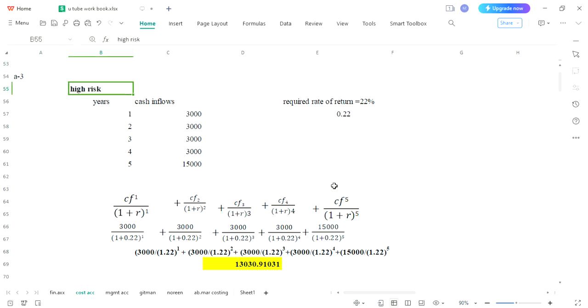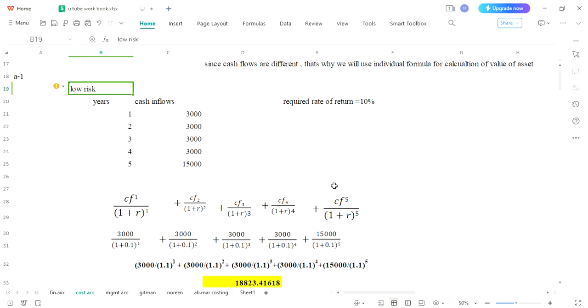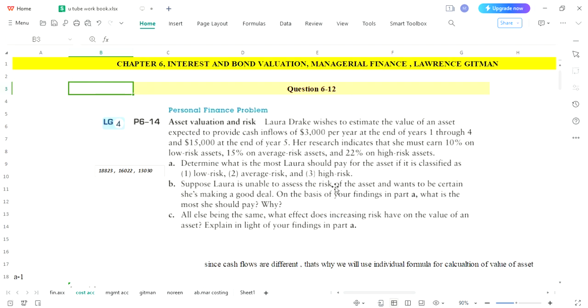Now we will be proceeding to our B part. Suppose Laura is unable to assess the risk of the asset. That means in part A we have calculated the value of that asset, and here it is said she is unable to assess the risk of the asset and wants to be certain she is making a good deal. On the basis of your finding in part A, what is the most she should pay?